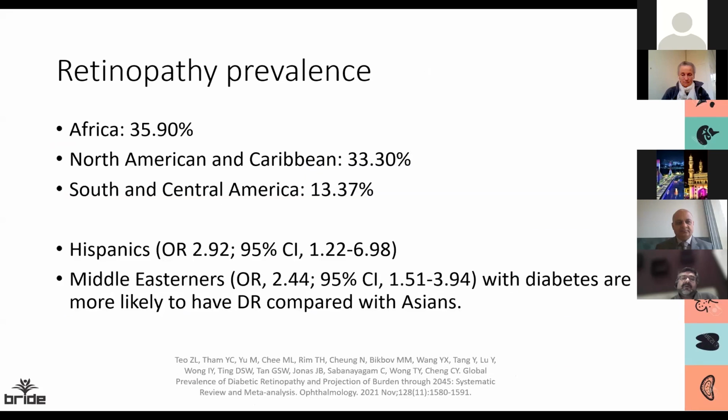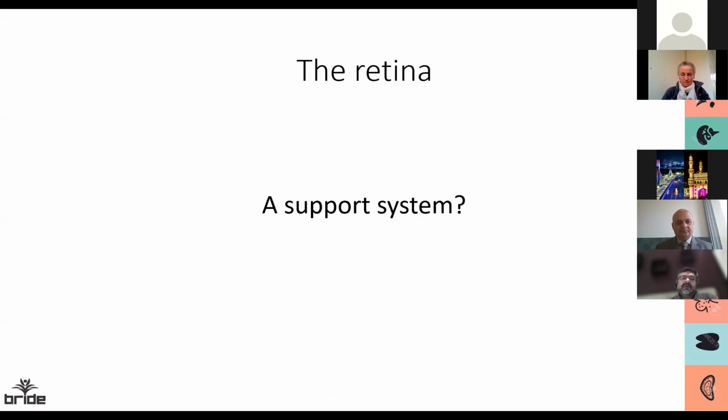Should we take pride in the fact, or refuge in the fact, that as Asians, we are less likely to have diabetic retinopathy as compared to Hispanics and Middle Easterners? Should we take refuge or be happy with the fact that our prevalence is less than that seen in Africa or North America and the Caribbean? Or should we try to improve our own healthcare system and our own delivery of retinal care? If we continue looking at the retina as a burden, we will always remain depressed.